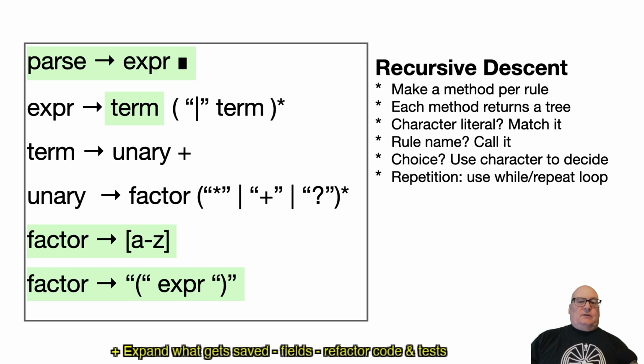If you're matching a character literal, you just match it and return that in the tree. If you see a rule name, like a term goes to unary, then you call the rule. So the term function will call the unary function. If you have a choice, you've got to use whatever character you're looking at to decide. So the unary rule, you write a factor followed by star, plus, or question mark. And which character you use determines what it is. And whenever you see a repeat, which is either a star or a plus, not in quotes, you are going to use a while loop or a repeat loop of some sort.